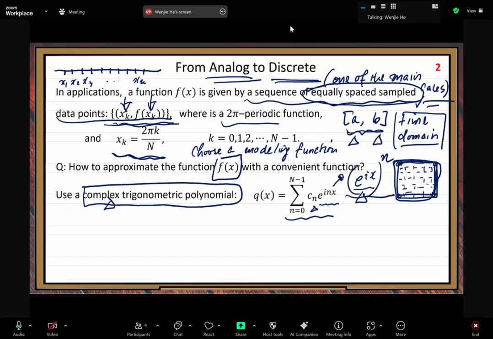And this modeling function should pass through all the data points. Or in other words, all the data points must be on this function. So if you plug in, you have the x, y coordinates on the curve of this function. That is the basic assumption.